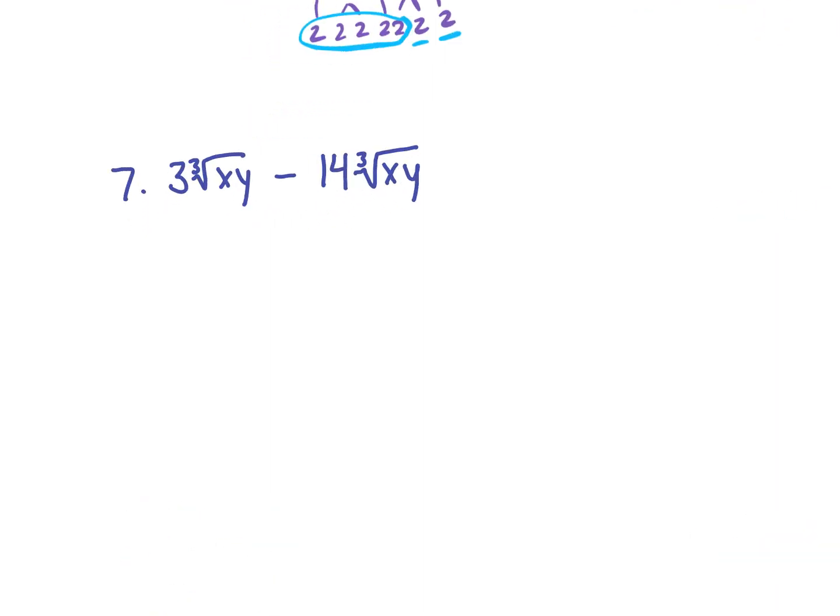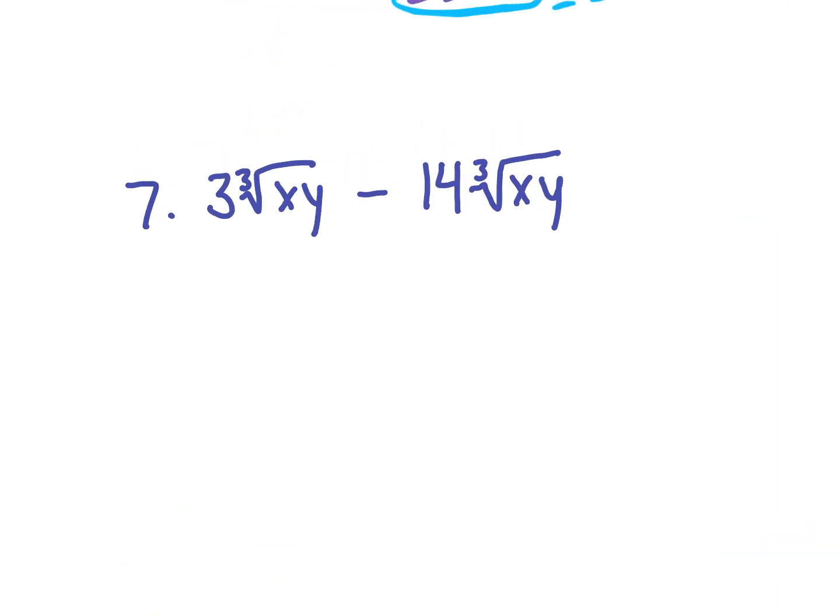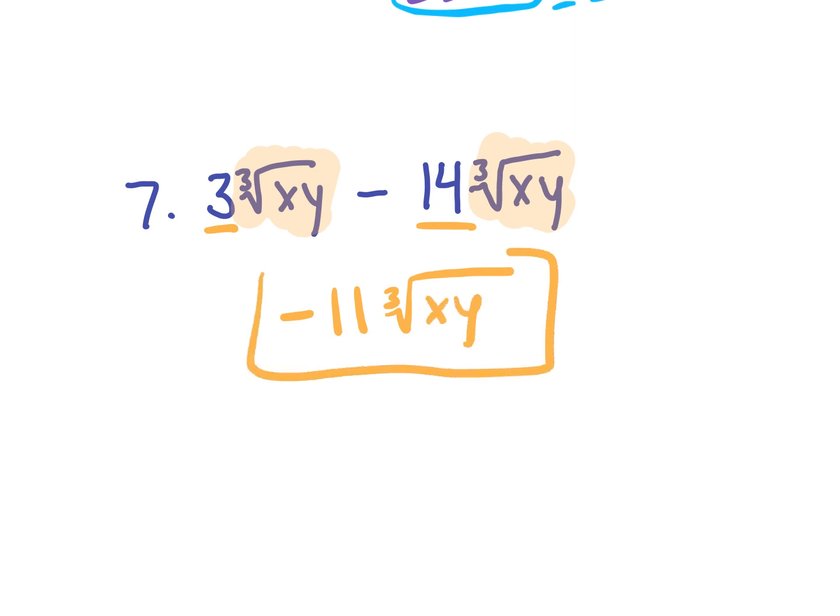All right, 7. So 7 I'm subtracting. When subtracting, you got to make sure that you have the same variable part. Are these variable parts the same? Yes. So we just subtract the coefficient. So what's 3 minus 14? Negative 11. And the variable part stays the same. So the cubed root of x, y. So negative 11 times the cubed root of x, y.